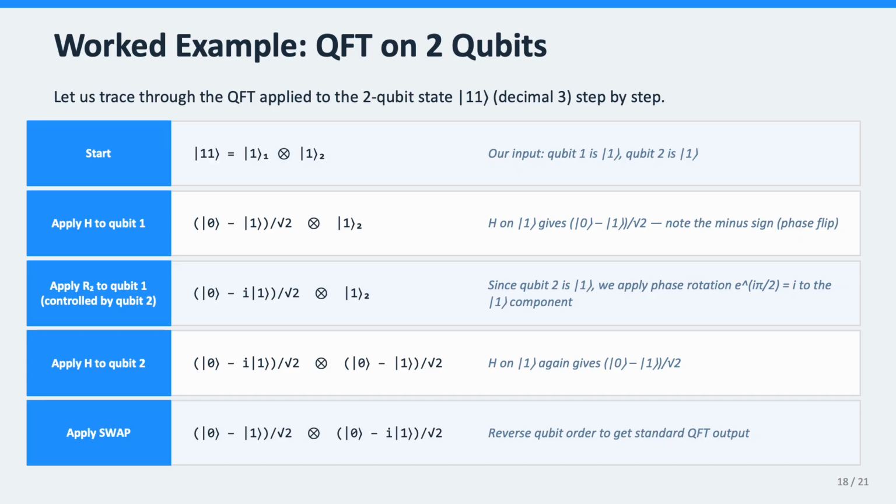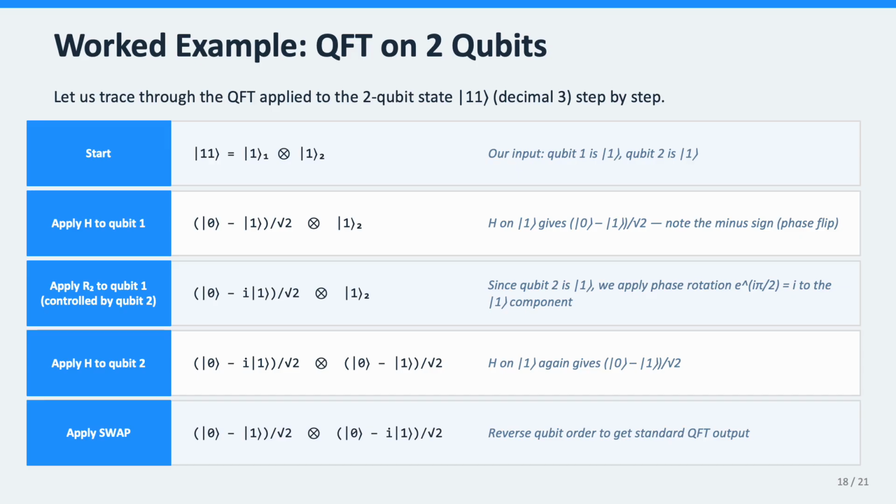The Hadamard acting on state 1 produces an equal superposition of 0 and 1, but with the minus sign on the 1 component. The minus sign is not a mistake. It is the phase flip that distinguishes 1 from 0 after the Hadamard, and it carries the frequency information we need.